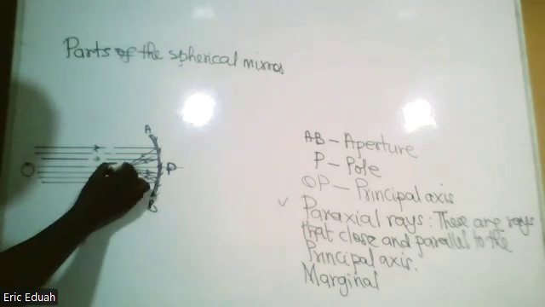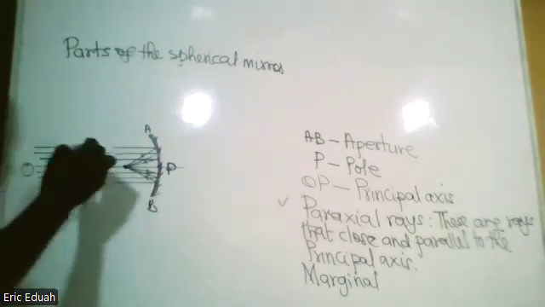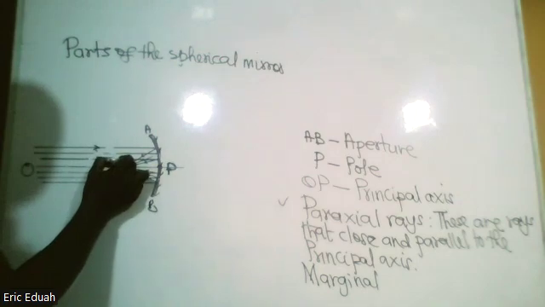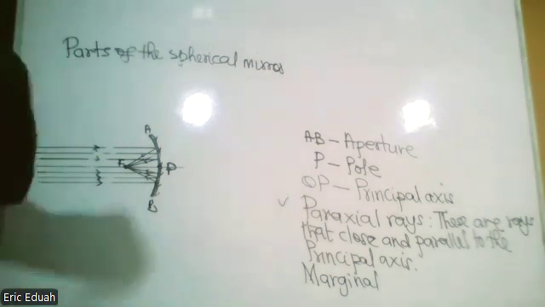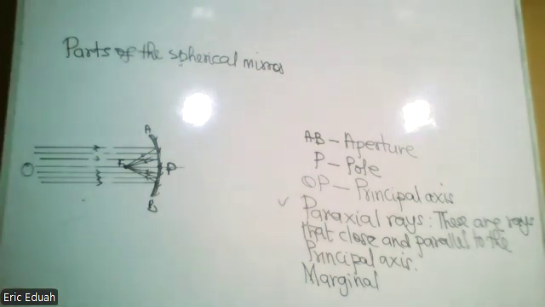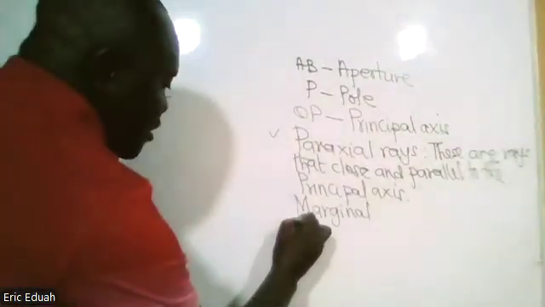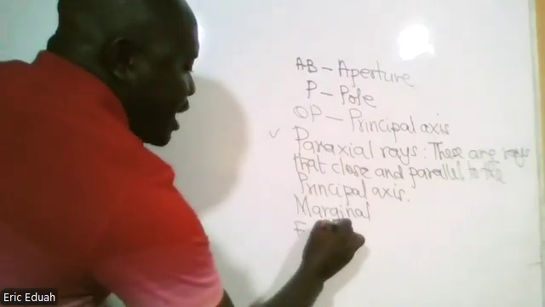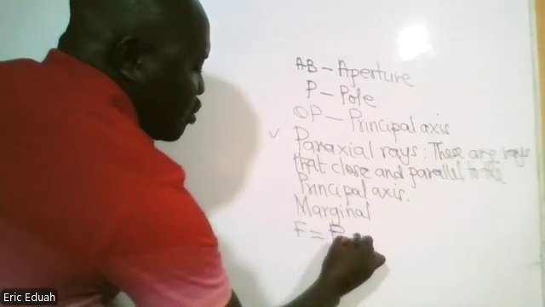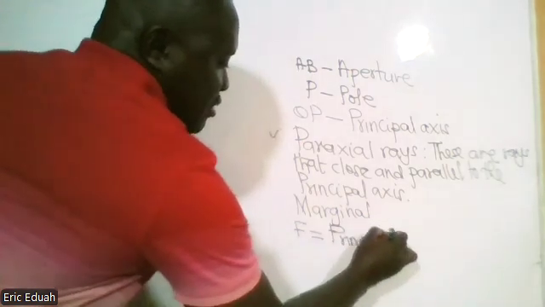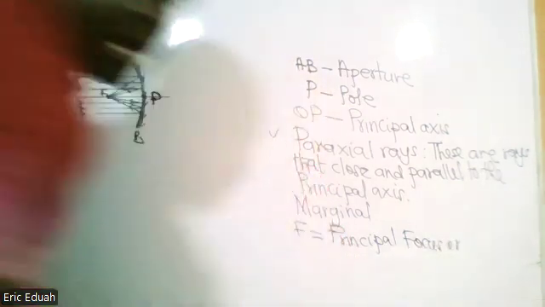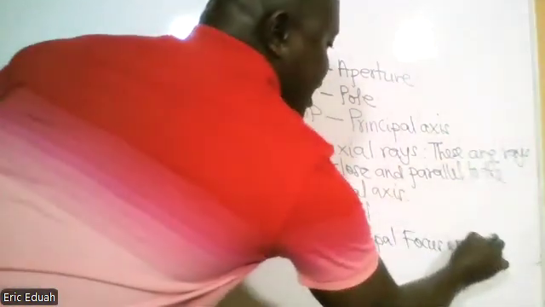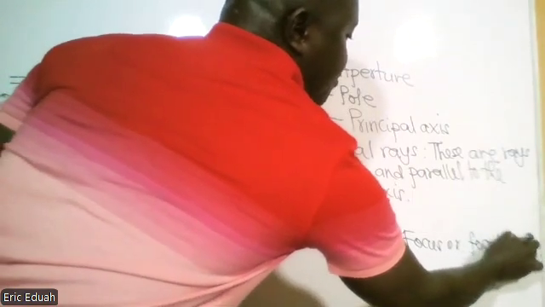And the point where all paraxial rays converge after reflection is known as the principal focus or the focal point, represented by the capital letter F. So capital F is known as the principal focus, or focal point.